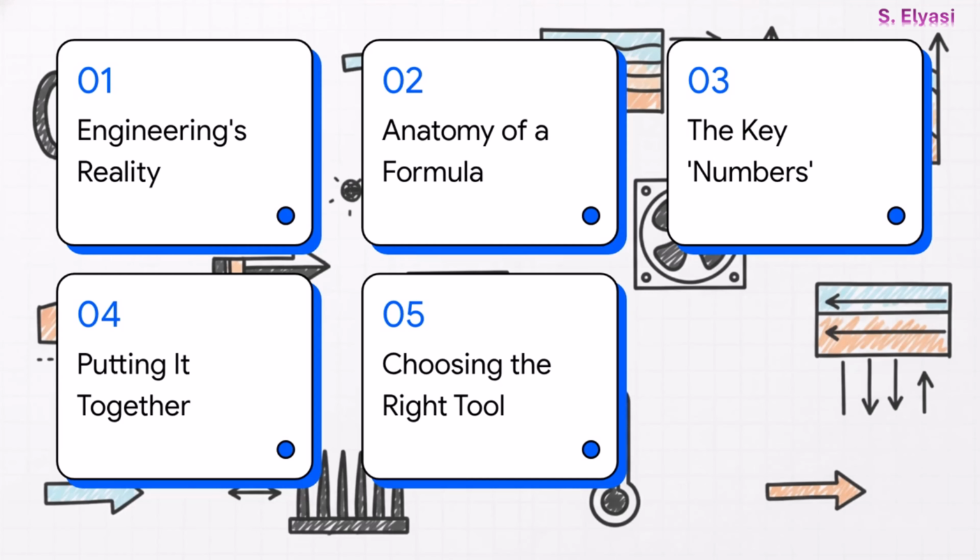All right, here's our game plan for today. First, we're going to dig into why we even need these tools in the first place. Then, we'll dissect the famous formula itself, meet the key numbers that make it all work, watch it in action with an example, and finally, talk about how you choose the right tool for the job.